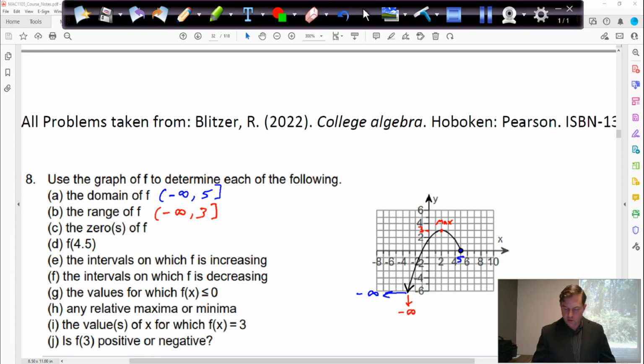Okay, the zeros of f, the zeros are the same as x-intercepts, where it touches the x-axis. Well, it touches the x-axis right here at -1, and it touches at 5. So we have two spots, -1 and 5.